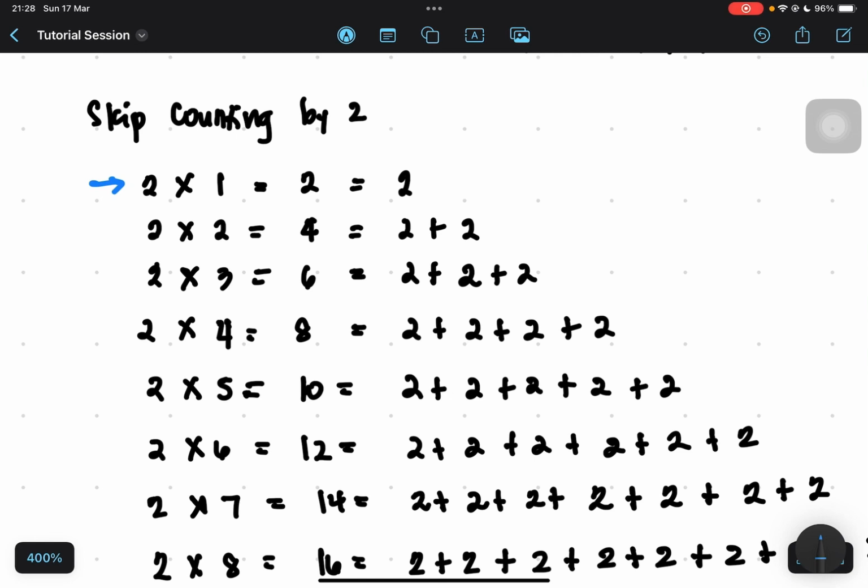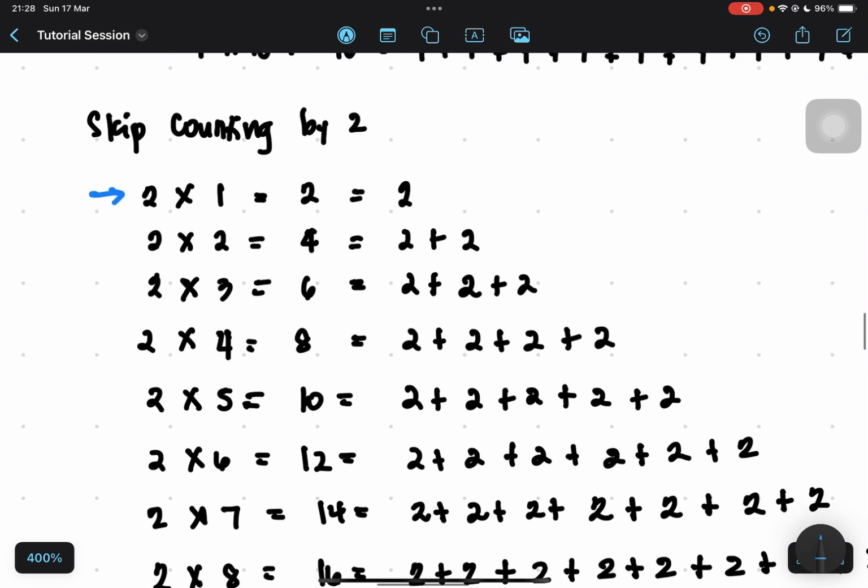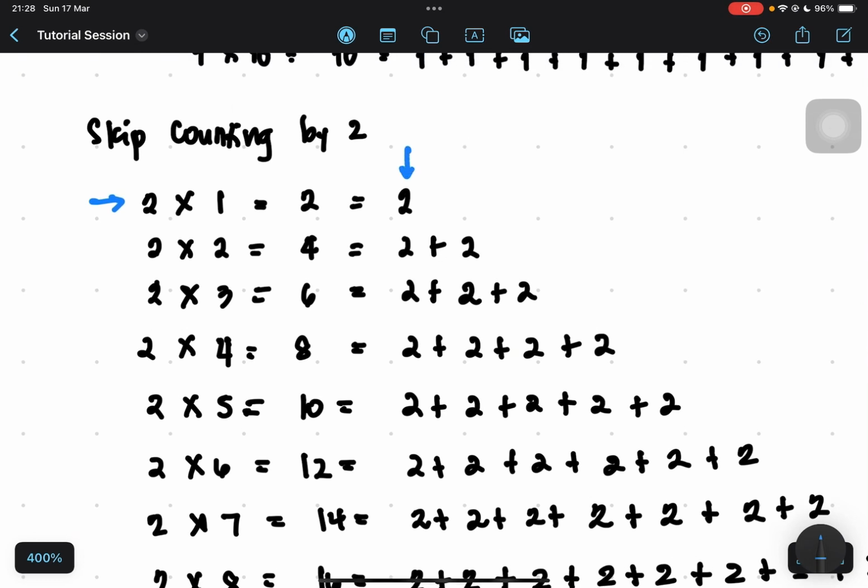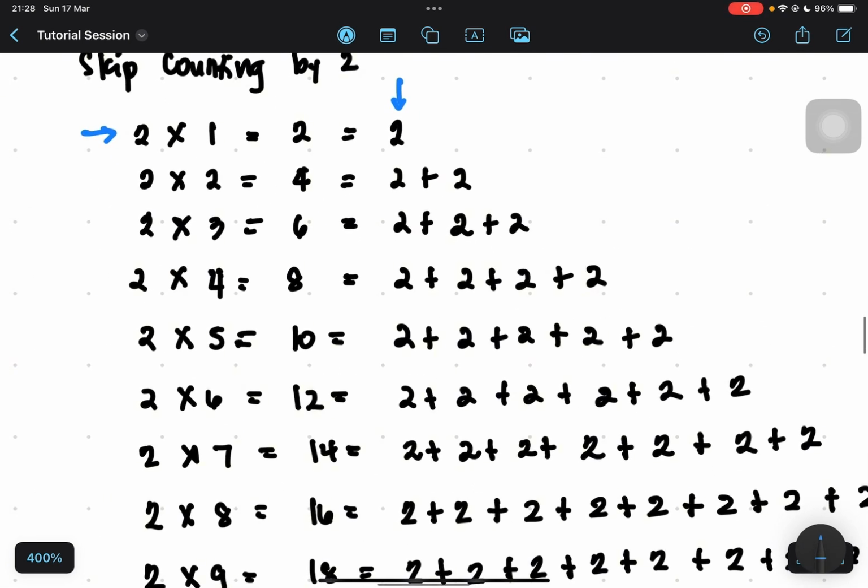For the second statement, we add another 2 to this one in the addition method and we obtain 4, which is also an interpretation of multiplication. We have 2 multiplied by 2. Then since we have two 2's, we can add another 2 and make it 6. So there are three 2's, so the mathematical expression is 2 multiplied by 3.